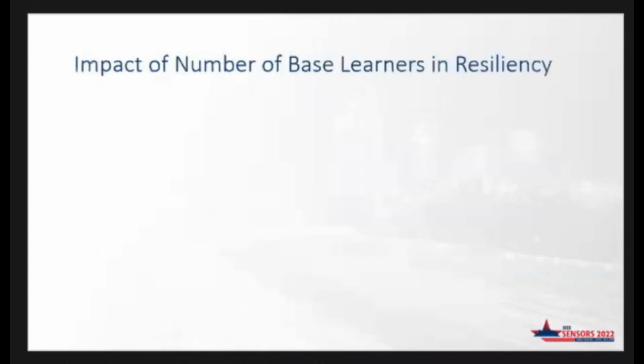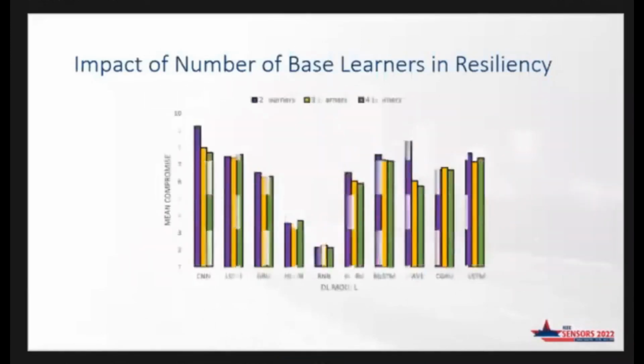The first experiment we conducted is to measure the impact of the number of base learners on resiliency. So the goal is to see what happens when we increase the number of base learners. Here the different colors correspond to different numbers of ensemble learners. For instance, purple corresponds to a 2 learner ensemble and yellow 3 learners. On the x-axis, we have the target models from CNN to LSTM. On the y-axis, we have the mean compromise value, which is our resiliency metric, as I introduced.